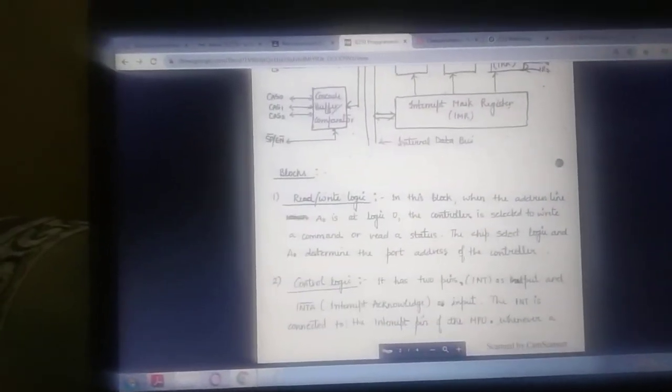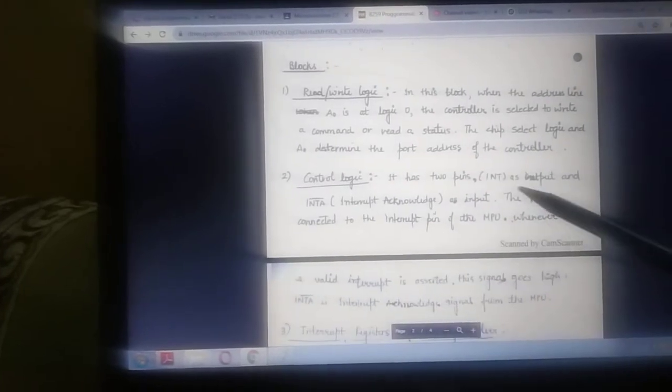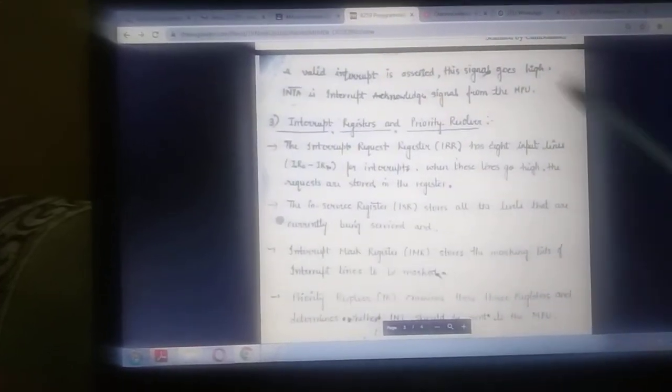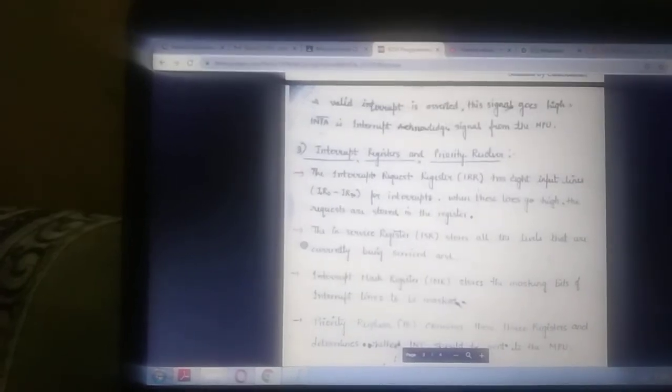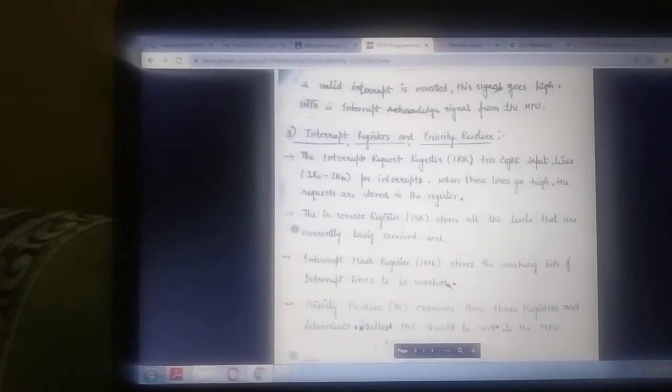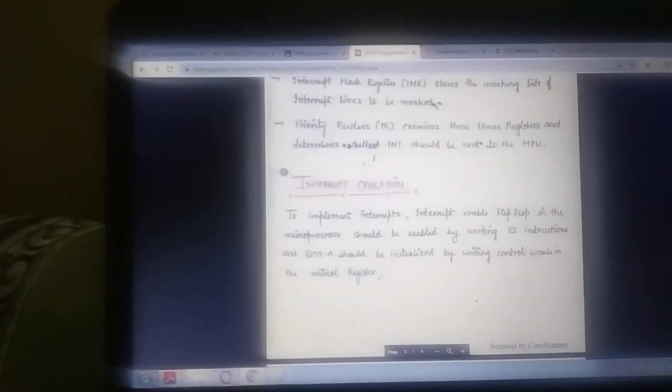You can also read the notes which I have provided to you, where I have discussed the read-write control logic, then the control logic, which has two pins, INT and INTA bar. Then I have discussed the 4 registers, that is interrupt request register, priority resolver, interrupt in-service register, and interrupt mask register. So how is the interrupt operation processed?